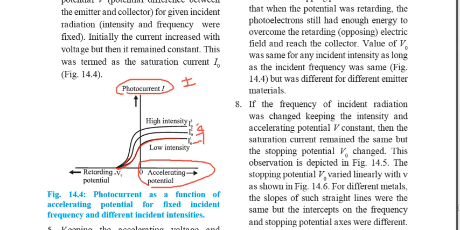So when the intensity of light is low, the current is also low, and when it goes on increasing, the light intensity is also getting increased, and that will affect the photocurrent I. So that is the fourth observation from the experiment of photoelectric effect.